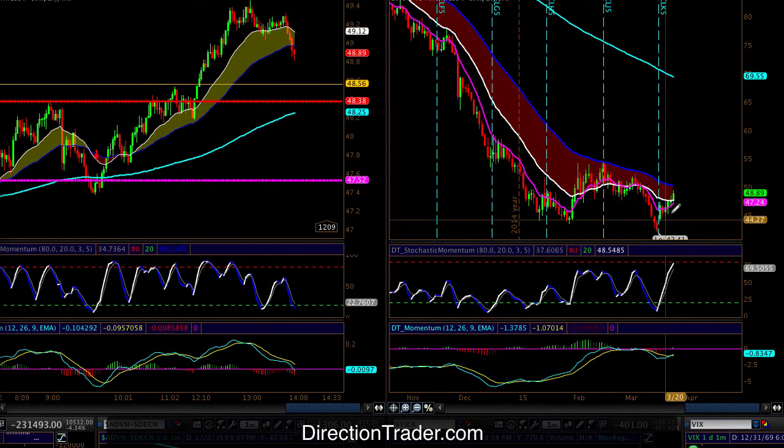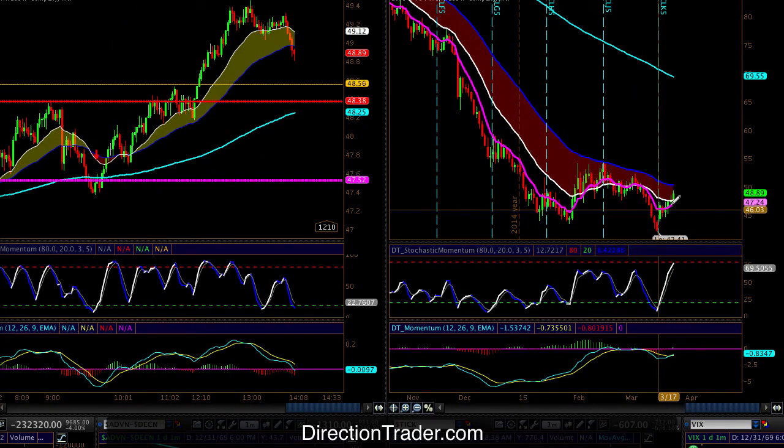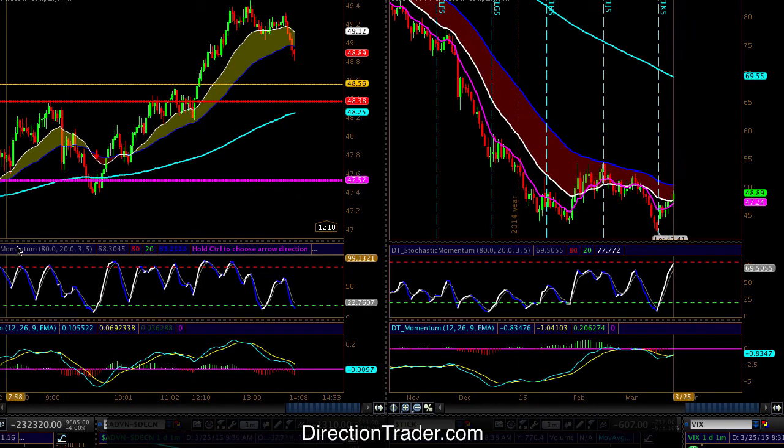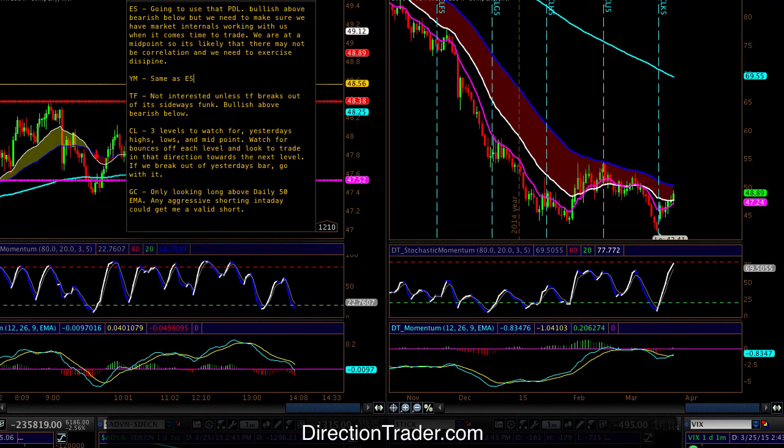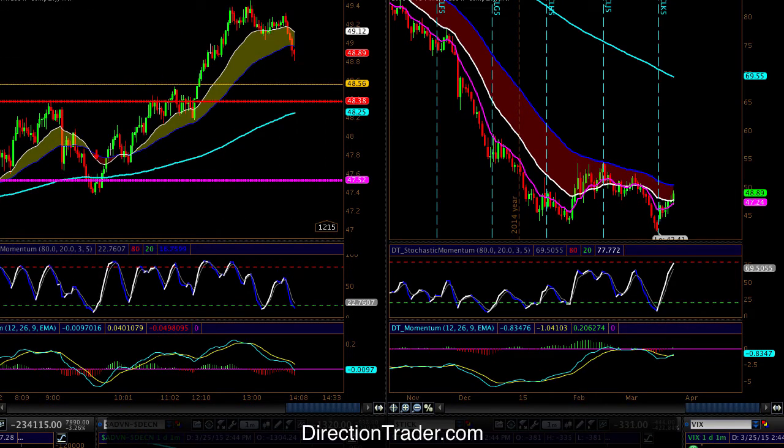Crude. What do we see here in crude? Well, we said a couple different things on crude. Let's see if we can start to break here. On crude, what were our notes here? We have three different levels to look for: the previous day's highs, lows, and the midpoint. That's going to be the stressor here, the midpoint. Watch for the bounce off of these levels, looking to trade in the direction towards the next level of the previous bar. So using yesterday's candle bar, we're looking at the previous day's high, low, and midpoint.